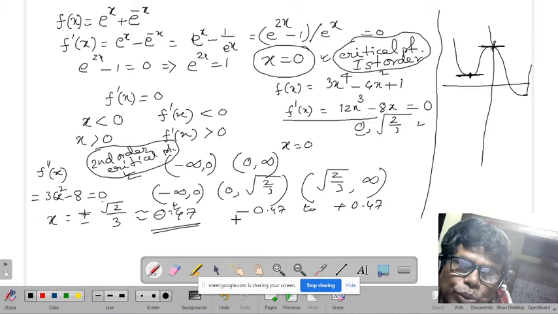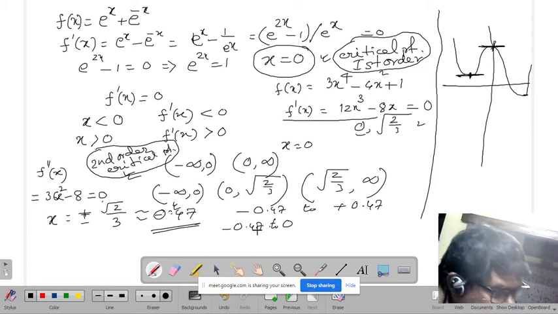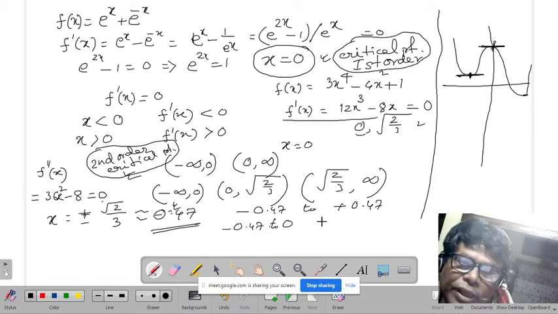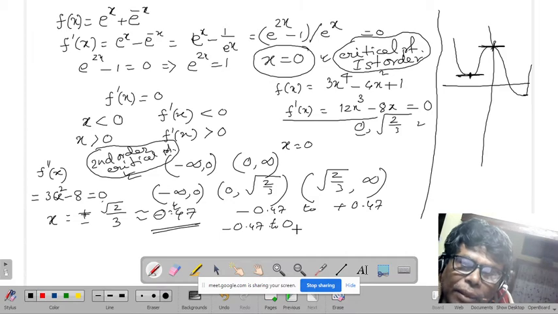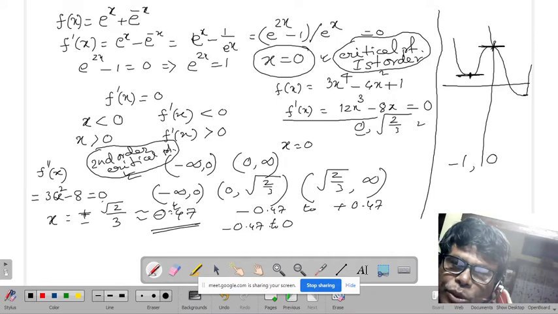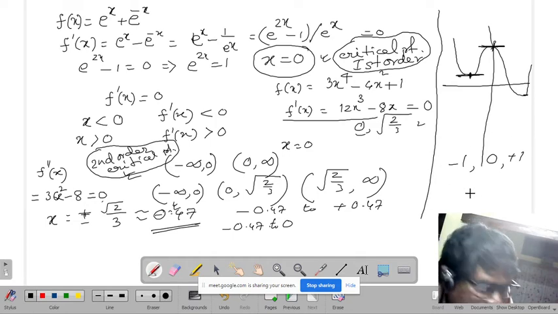Check again whether it is increasing. So from minus 0.47 to 0, one interval, whether it is increasing or decreasing. Then 0 to 0.47, whether it is increasing or decreasing. You check it in this way. First let us see minus 1 and 0 and plus 1. So this value lies within this region, is it not?